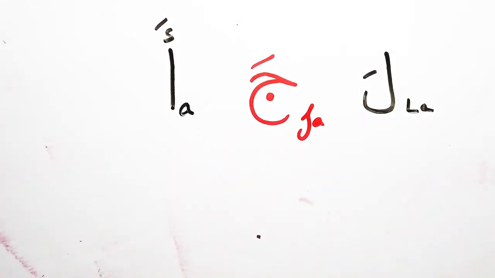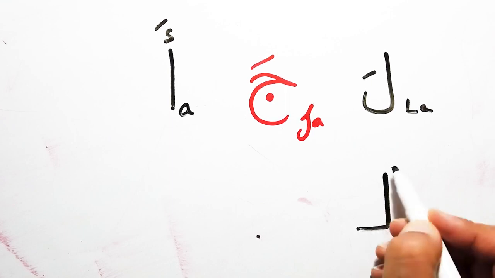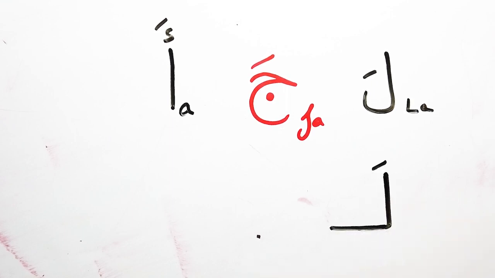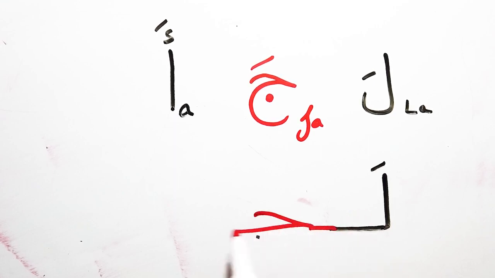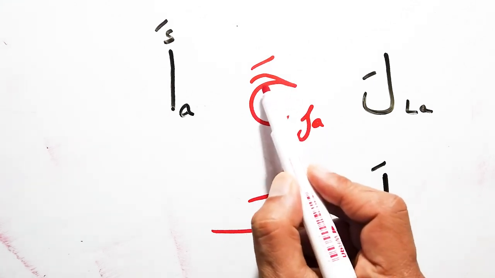Let's write together. This is لا in the beginning of the word, and then we have j in the middle of the word. Do you see? It got a different shape. It doesn't have this shape here.